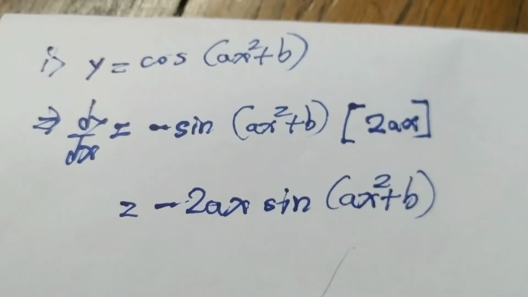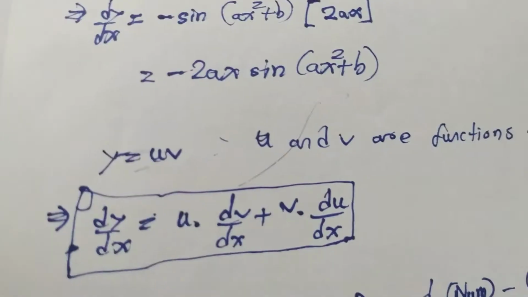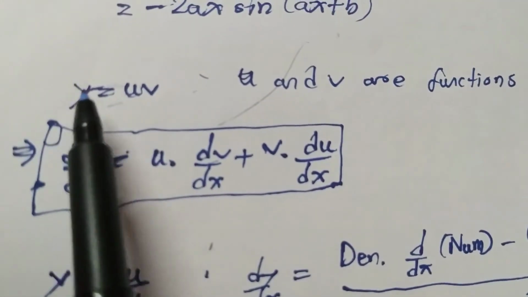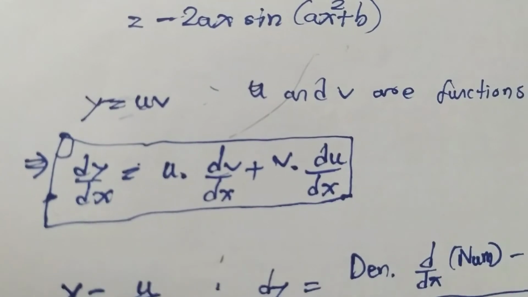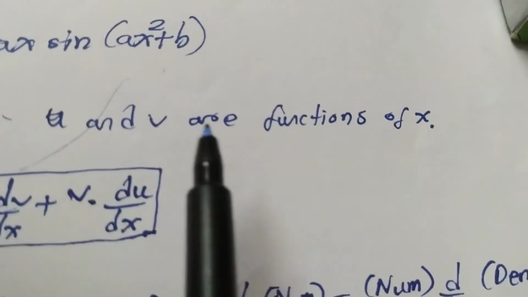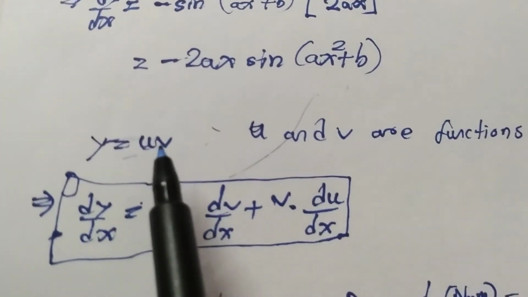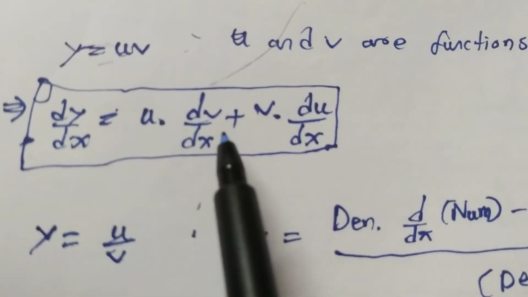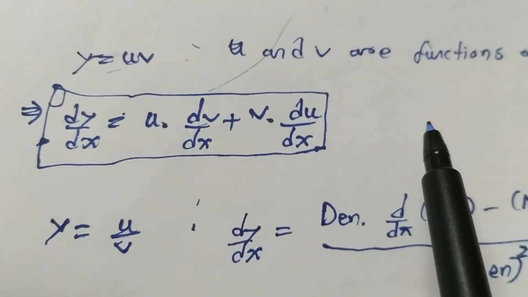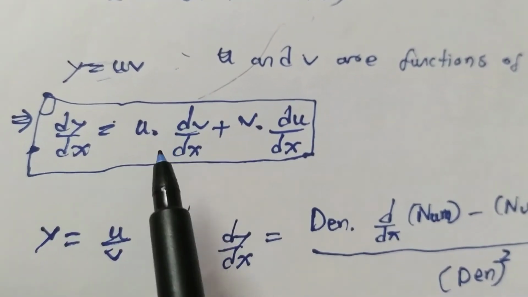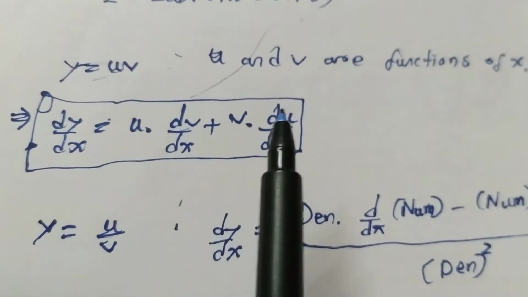This is a fast trick to do the chain rule. Now here I have listed two more important formulas for differentiation. Where y equals uv, this is known as the product rule of differentiation, because y is given as a product of two functions u and v, where u and v are functions of x and not constants. So dy/dx is equal to u into dv/dx plus v into du/dx. This is known as the product rule of differentiation.